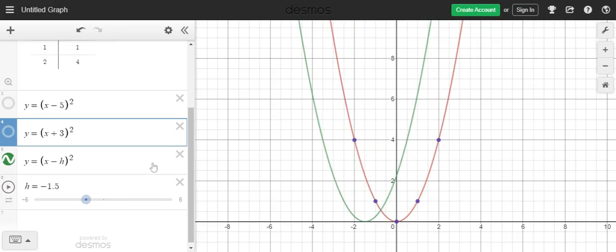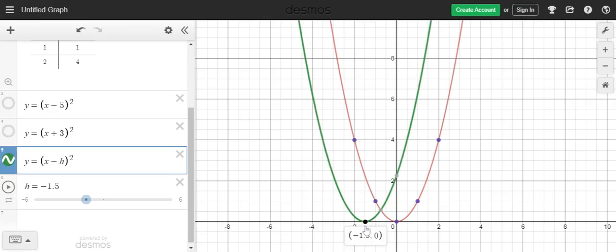So the equation would look like x minus negative 1.5, in other words, x plus 1.5 all squared. And you see that the graph is horizontally shifted to the left this time. And if you look, the vertex is at negative 1.5 comma 0 now. Okay, originally it was at 0, 0.